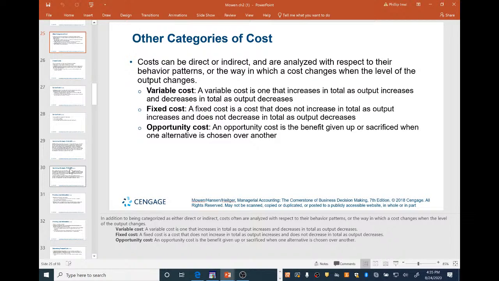Like if we're producing furniture, for example, keep on that example, the more furniture we produce, the more wood we need. So that's a variable cost. That's going to go up, right? Because we need more wood to produce more furniture, obviously. What about fixed costs?